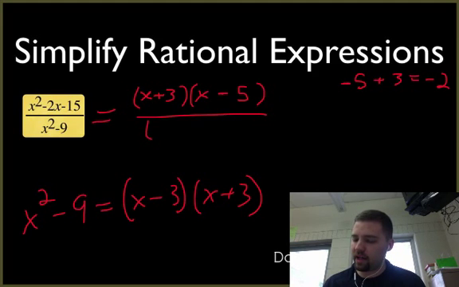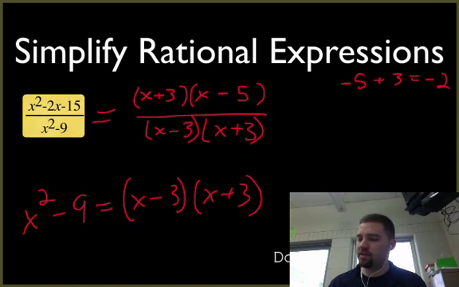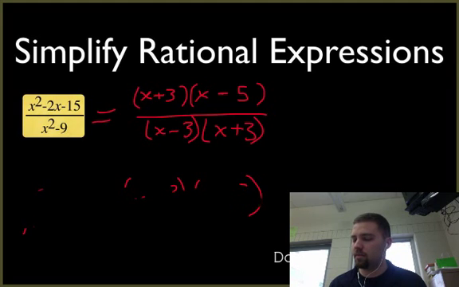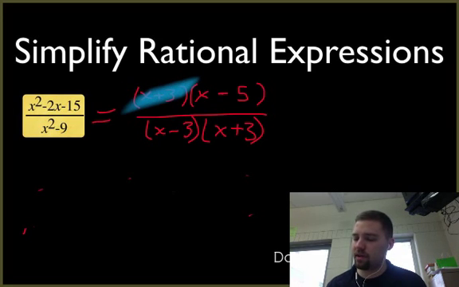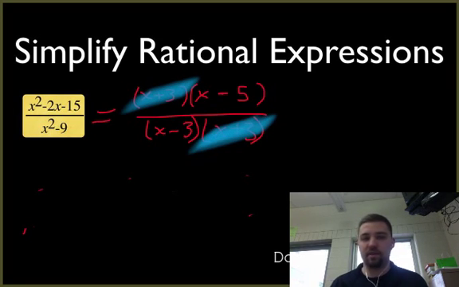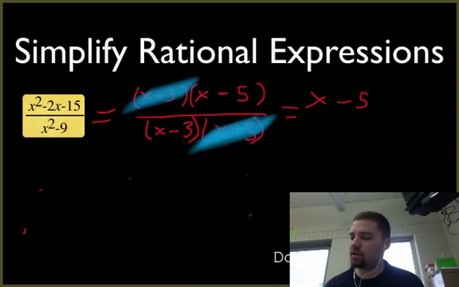So on the bottom, I'll write x minus 3 times x plus 3. Now both the top and bottom are completely factored, so let's get rid of all the stuff we've got written around here. Now I can start canceling things out. I see that I've got an x plus 3 on top and an x plus 3 on the bottom, so I can cancel that out and leave x minus 5 divided by x minus 3.